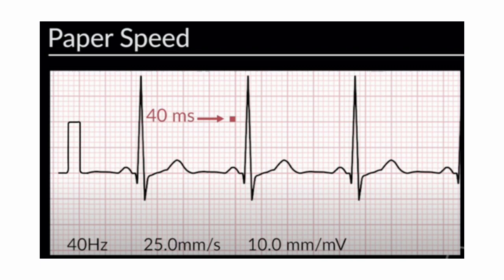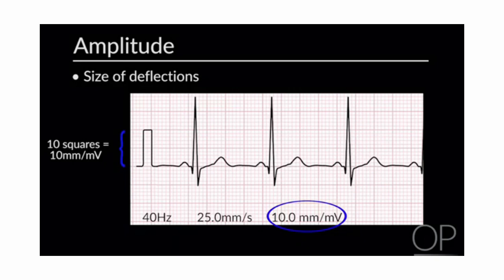An ECG is normally performed at a paper speed of 25 millimeters per second. This means that each small box on the ECG is 40 milliseconds in duration. In terms of the amplitude, the ECG is performed at 10 millimeters per millivolt. This refers to the size of the deflection on the ECG.